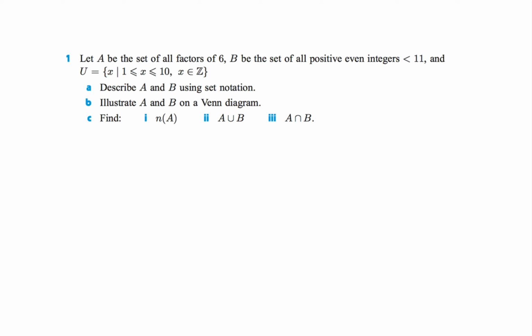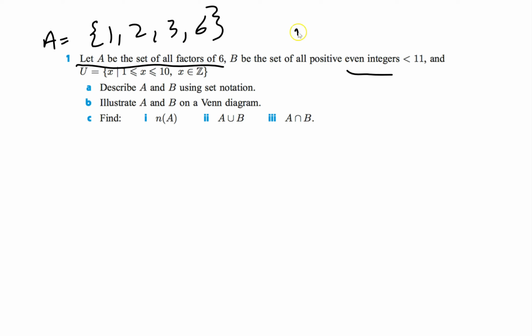Let's get this one down real quick so we understand the basic concept of how to do set notation and draw a diagram. Let A be the set of all factors of 6. So let's look at that real quick. All the factors of 6, right? So I need to divide 6. So 1, 2, 3, and 6. Let B be the set of all positive even integers less than 11, right? So B, all even numbers less than 11. Positive and even numbers. So 2, 4, 6, 8, 10.